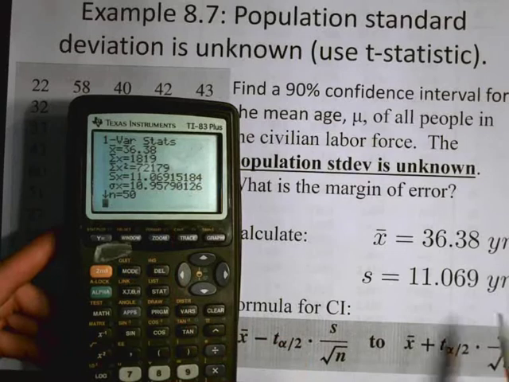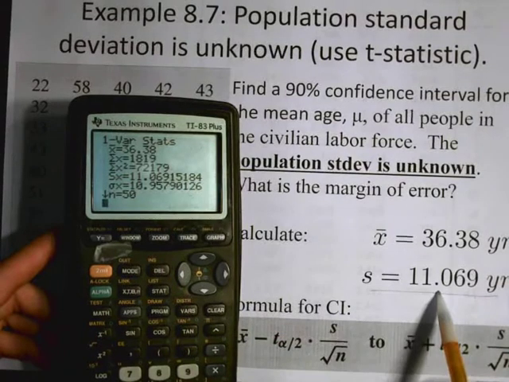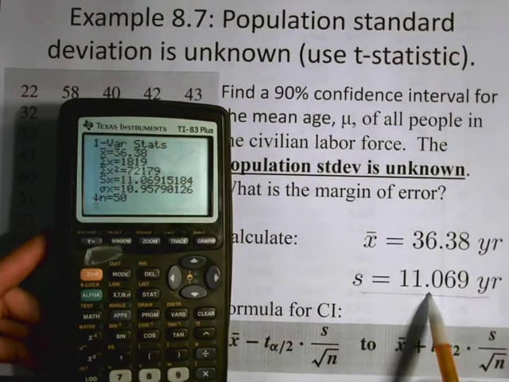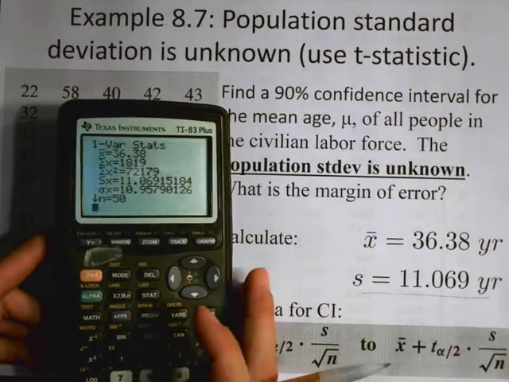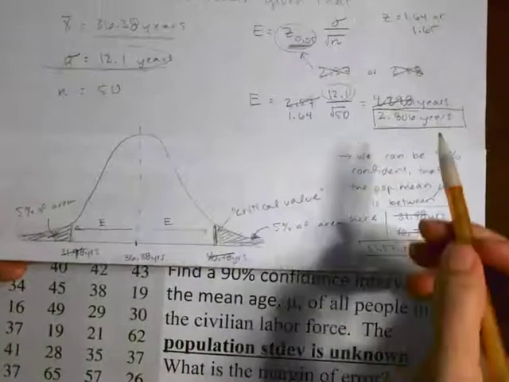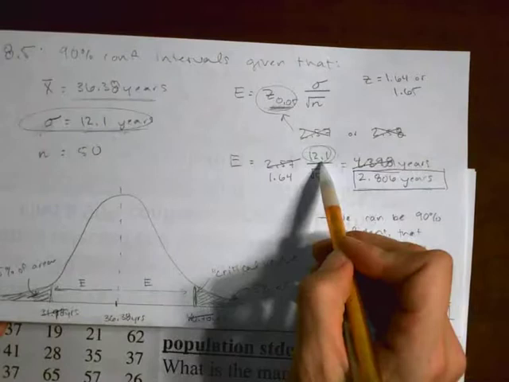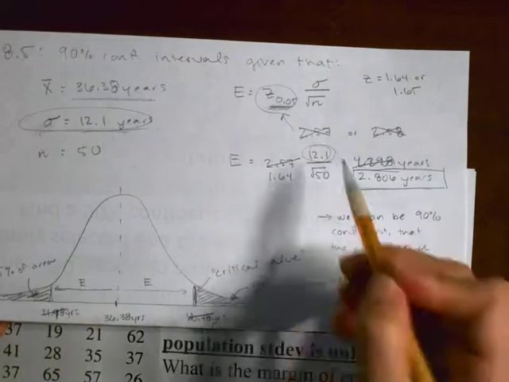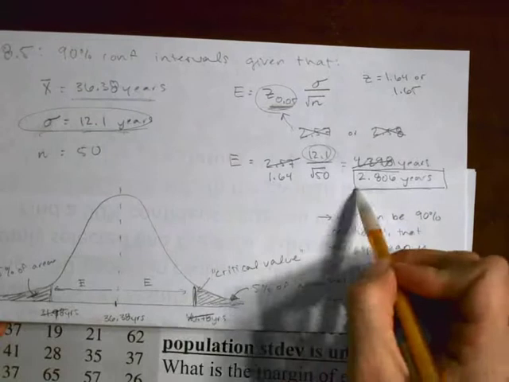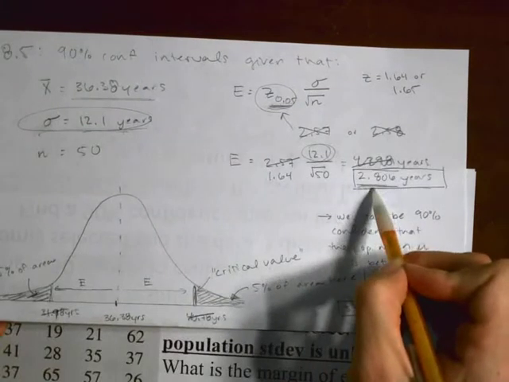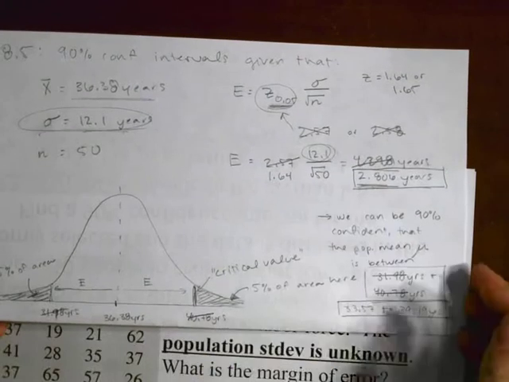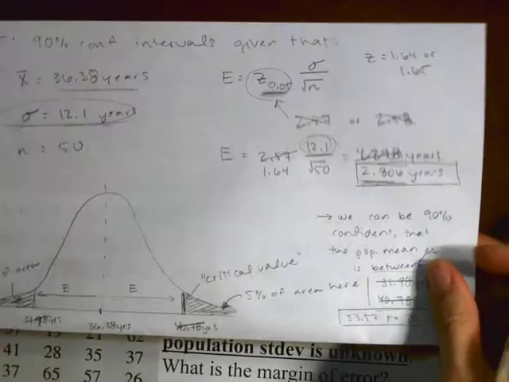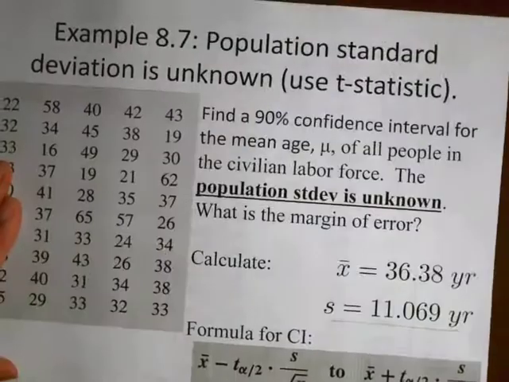So 11.069 years. So actually, my sample standard deviation is a smaller number than my population standard deviation. So I'm going to take back what I previously said. Actually, I don't know to expect that my new margin of error will be bigger. And the reason is because my true population standard deviation was bigger than my sample standard deviation. So I may well end up with a smaller margin of error from my sample than my population. And that is just the way that statistics goes sometimes.